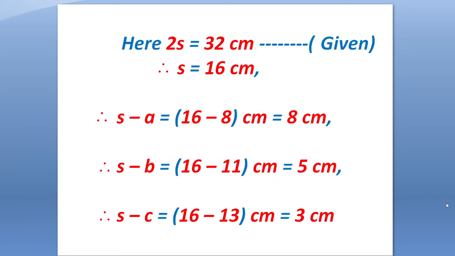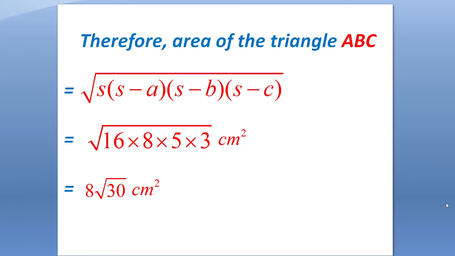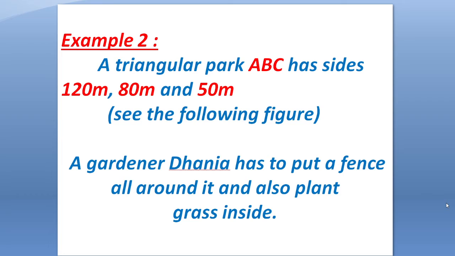s minus a is equal to 8. See here, s minus b is equal to 5 and s minus c is equal to 3. So 16 into 8 into 5 into 3. So we have the final answer 8 root 30 centimeter square. See the example number 2.